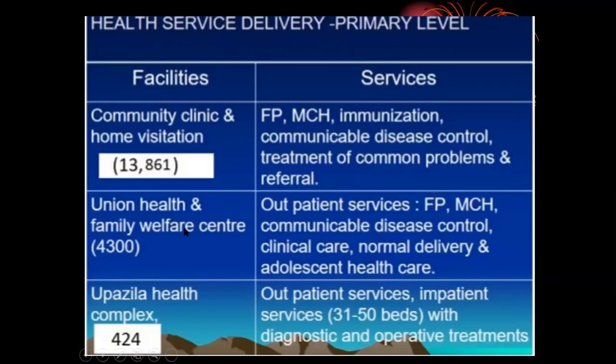Now, Union Health and Family Welfare Center, the number is 4,300. Outpatient service, family planning, MCH, communicable disease control, clinical care, normal delivery, and adolescent healthcare. Upazila Health Complex, 424 are completed yet. Outpatient service, inpatient service, then with diagnostic and operative treatment in some institutes.